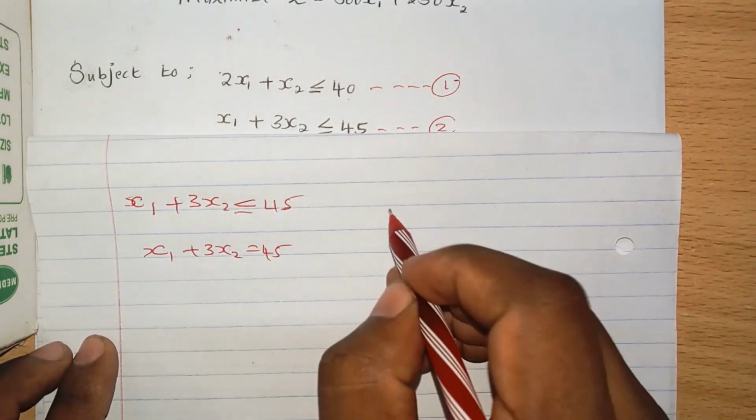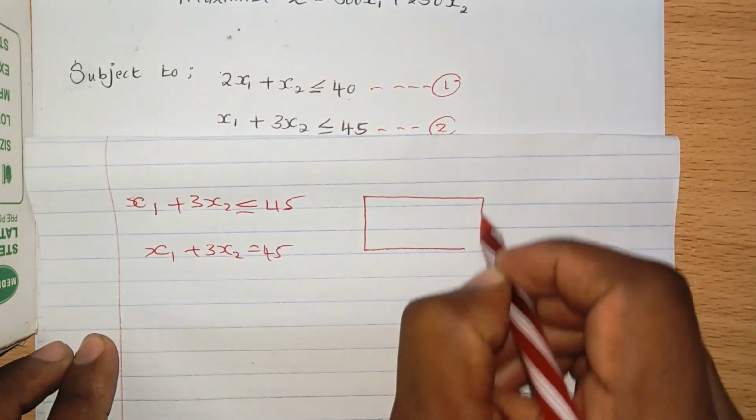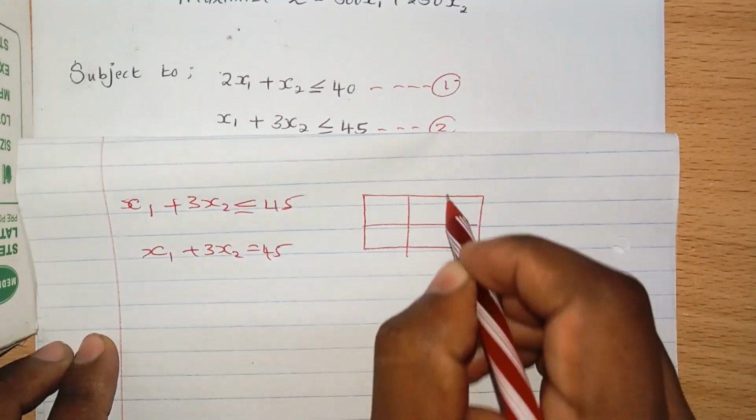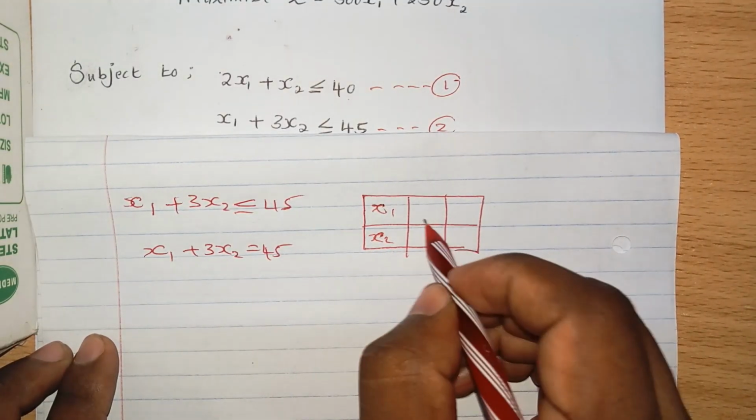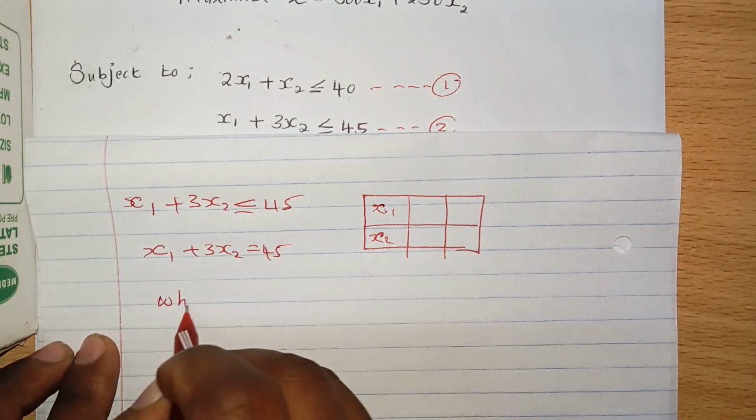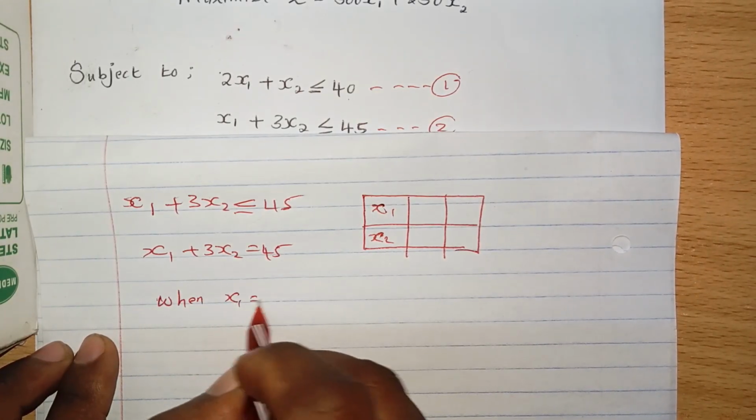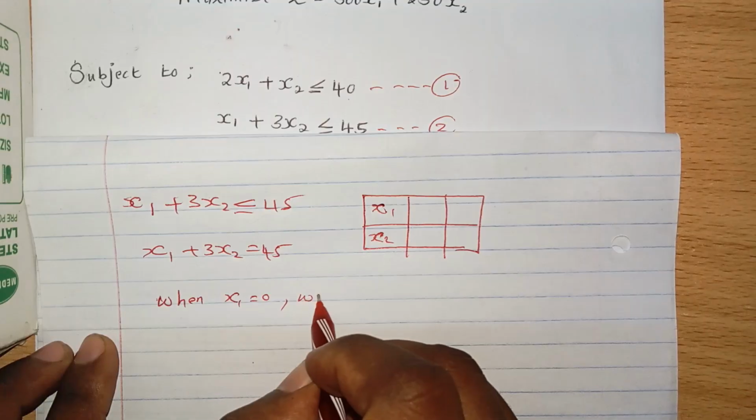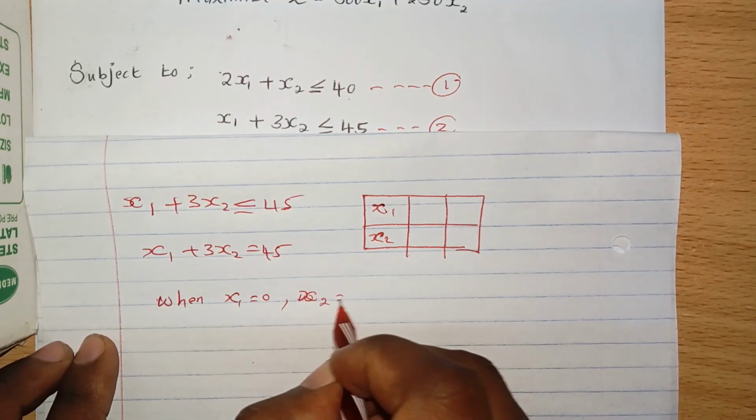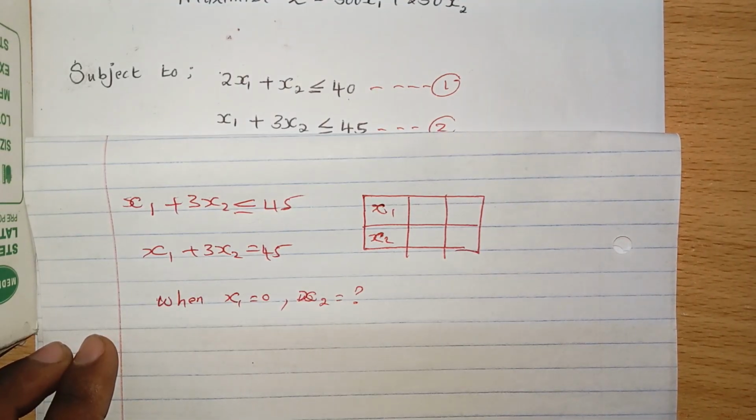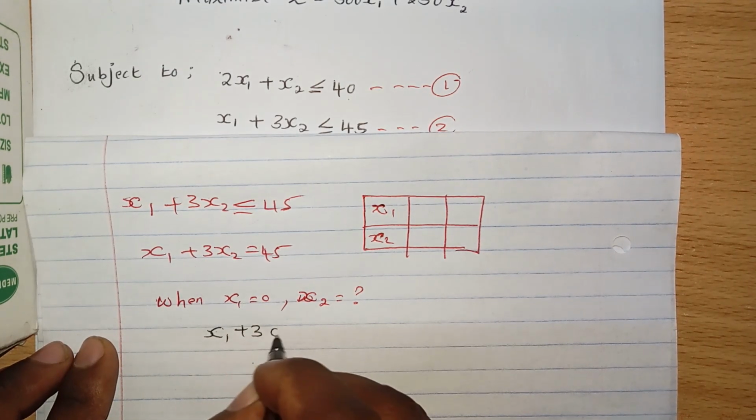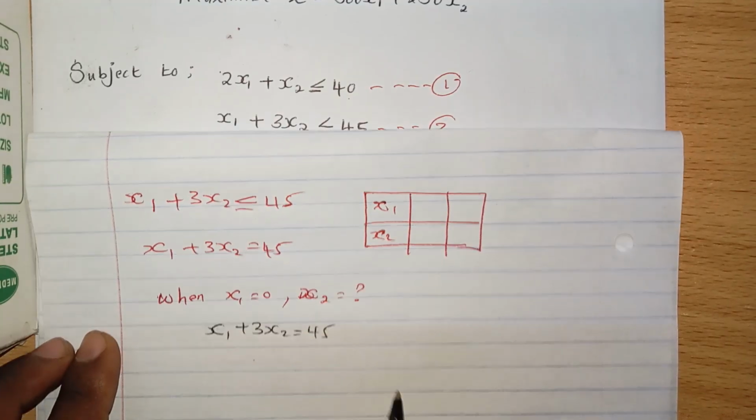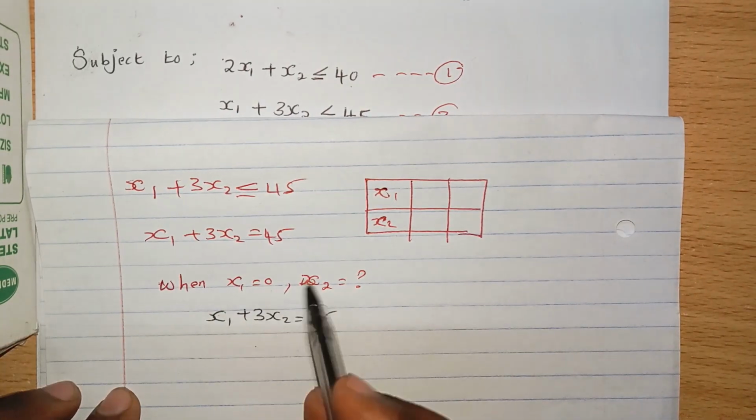Now we come up with a table of values. So this is x1, this is x2. So when x1 is equal to 0, what is going to be the value of x2? So in this case, we have x1 plus 3x2 is equal to 45. We replace x1 with 0.